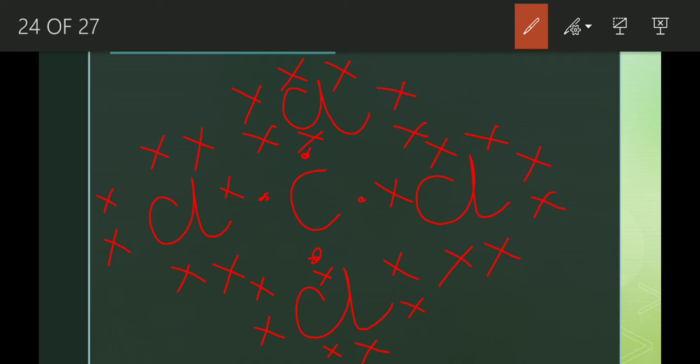And the carbon atom requires 4 electrons to attain an octet. Because the electronic configuration of carbon is 2, 4, the valence shell contains 4 electrons. So 4 plus 4 is 8. So the carbon atom requires 4 electrons so as to attain an octet. What will they do? They will share these 4 pairs of electrons.